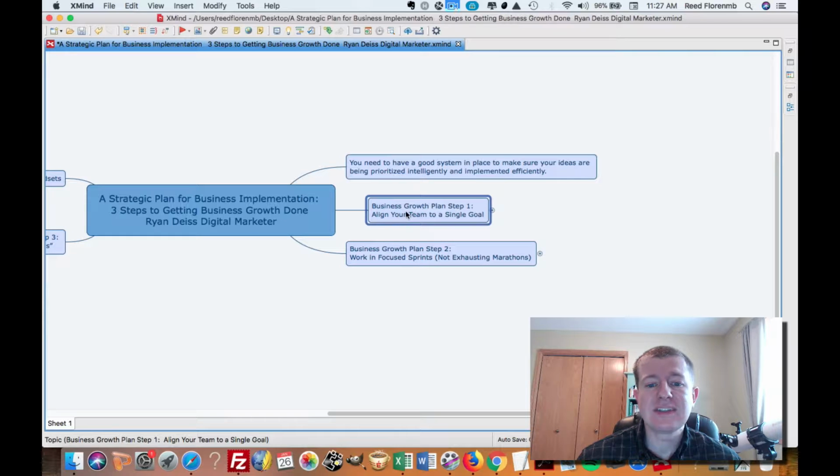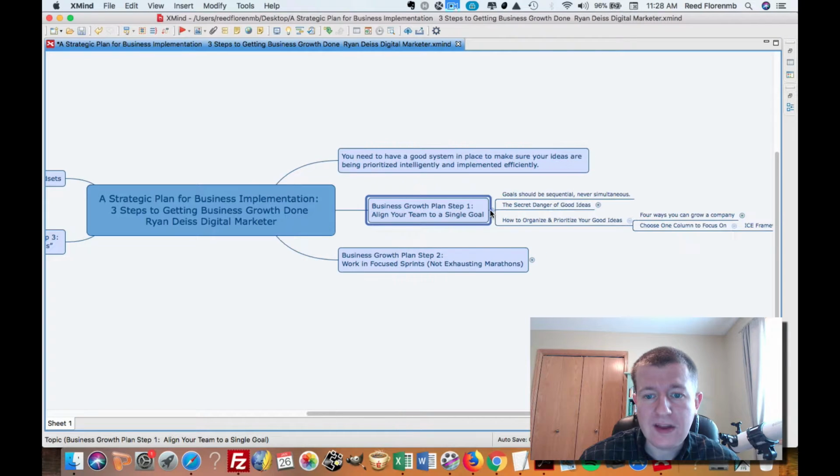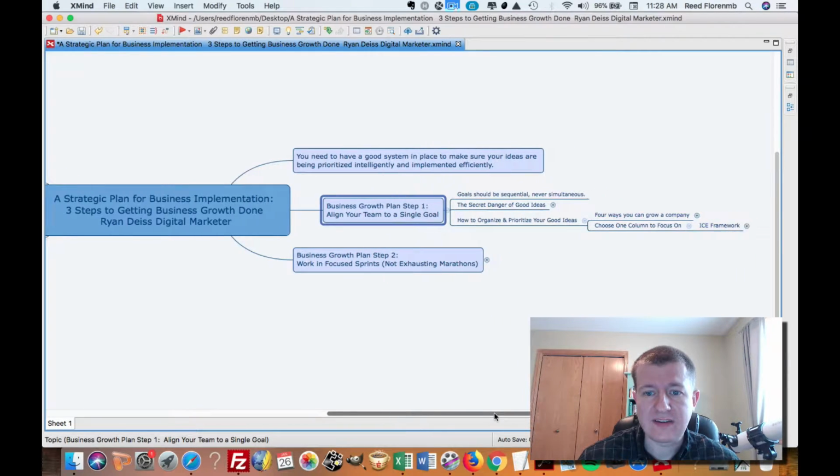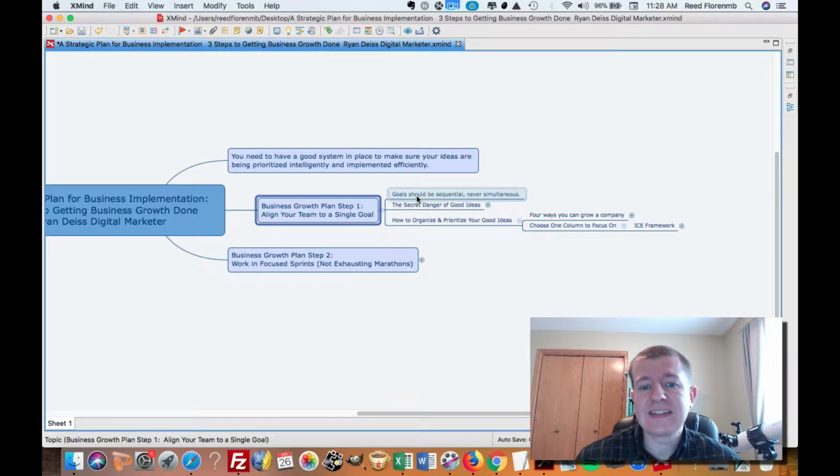So the business growth plan step number one is align your team to a single goal. Now, you might be a one-person business, or you might have a team of like 50 employees like Ryan has, but this is something that you need to really understand. So I'm going to just open this up and we'll cover this. Ryan says that goals should be sequential and never simultaneous. So you should be focusing on one main thing at a time. He prefers to have those focuses be over the course of 12 weeks, so one full quarter.